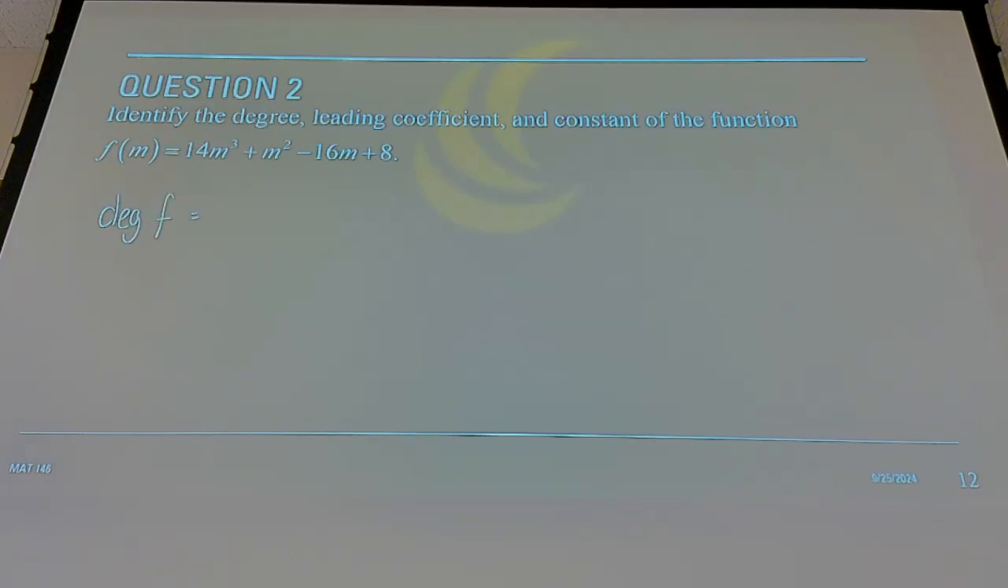What's the degree? 3. What's the leading coefficient? 14. And what's the constant? 8. Is that in general form? Yeah. We like it in general form. Okay. General form is the most common form.